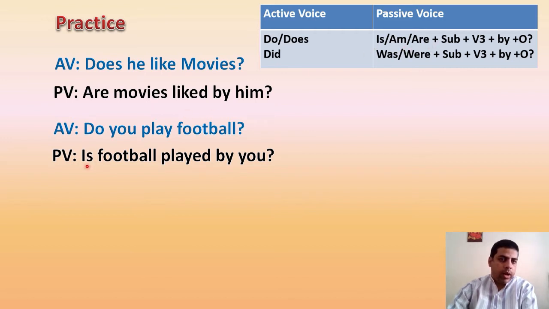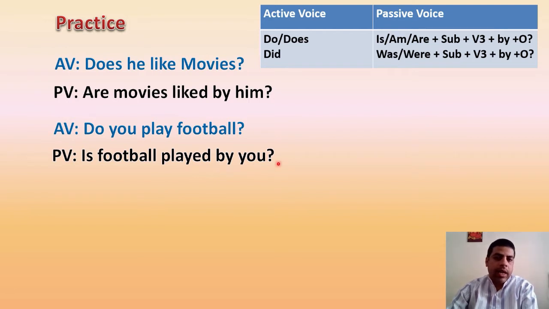I have to choose any one of them because the question is starting with do. Then I have to bring the object football as the subject here. Then what I had to do? Use the V3 form of the verb. Play was the V1 form. Now I have to bring that one as the V3 form. Play, played, played.